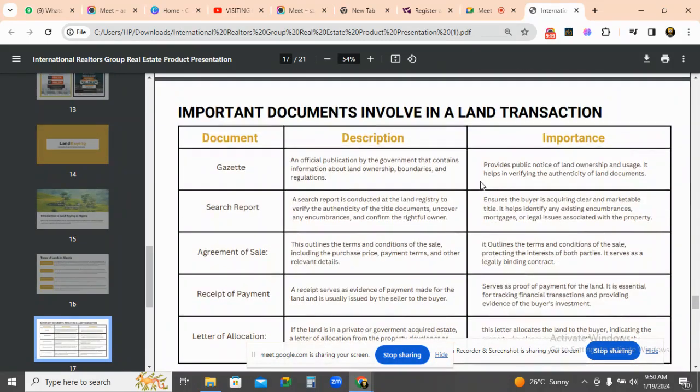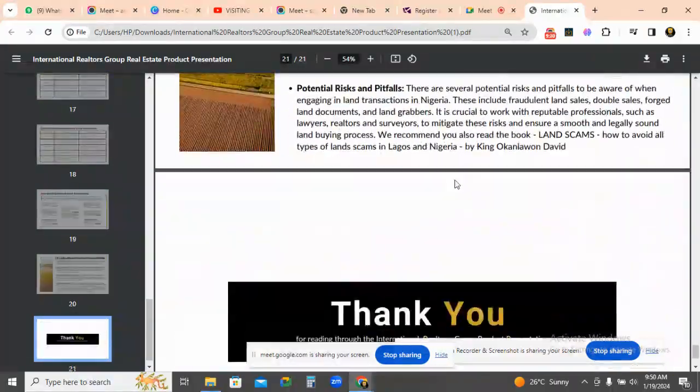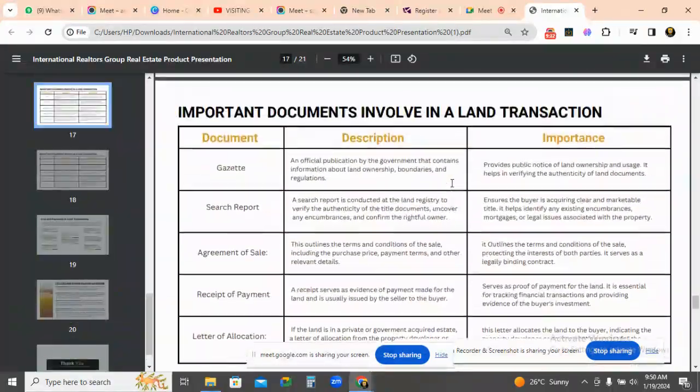Then, what are the important documents that are involved in a land transaction? Right? What are the important documents that are involved in a land transaction? I have to round this up. It seems that time has really gone, so I'm just going to fast track it. Obviously, you guys can go and read about it later.